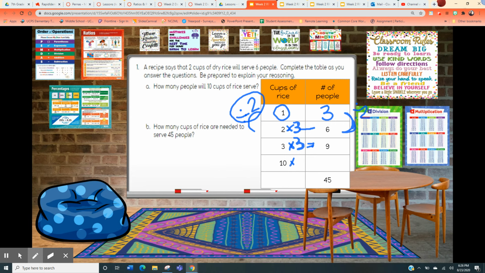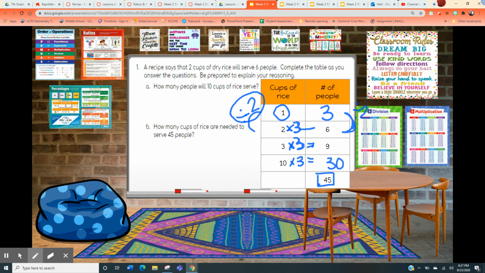So now I'm going to go with 10. So 10 times 3 would give me what? Think about it for a second. 10 times 3. Well, that's easy. That gives me 30. Now when I get to that last row on my table, it's a little bit different because now I know how many people, but I don't know how many cups of rice.